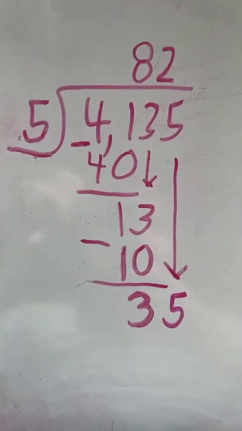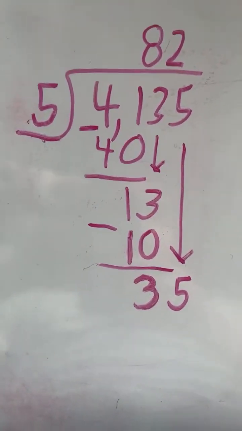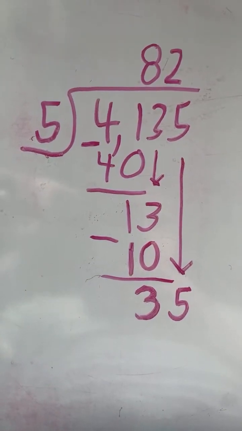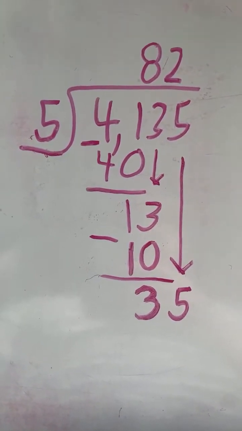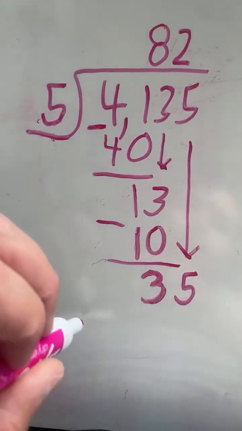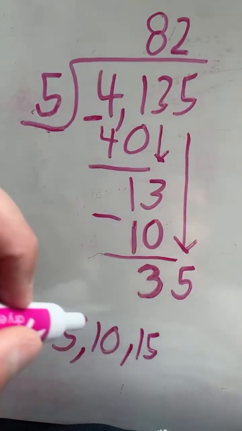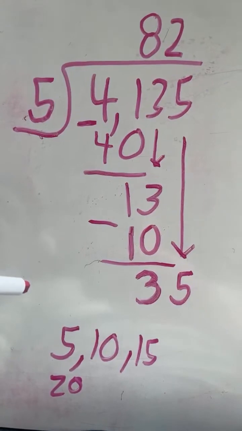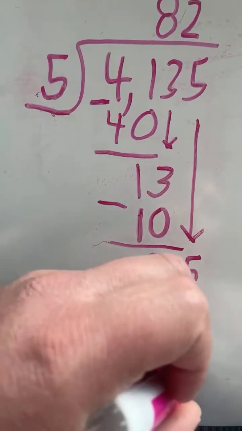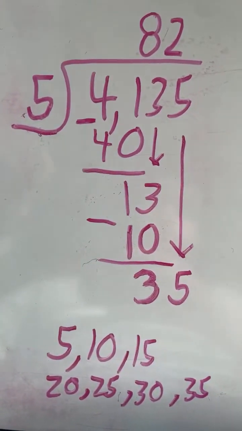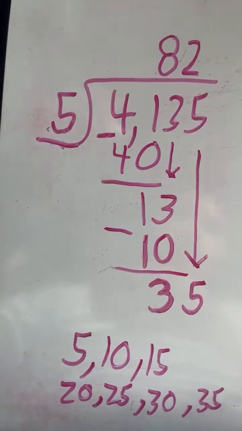Next, we bring down the 5. And the 3 becomes 35. So 35 divided by 5. I got to see how many groups of 5 go into 35. 5, 10, 15. So far we got 3 groups. 20, we are at 4 groups of 5. 25, 5 groups of 5. 30, 6 groups of 5. 35, 7 groups of 5. So for that one, we ended up getting 7 full groups of 5.